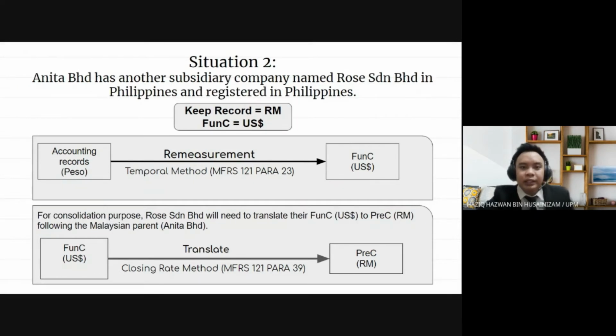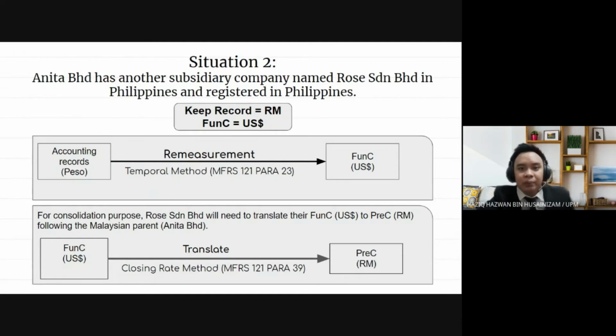The next situation is the continuity from situation 1. Here, Anita Berhad has another subsidiary company named Rose Sedian Berhad in Philippines, and the company is registered in Philippines. Anita's functional currency is US dollar, while Rose's functional currency is peso. Therefore, if Rose Berhad keeps records in peso, the company needs to remeasure it by using the temporal method stated in para 23 to translate the financial statement in peso to USD because USD is their functional currency. By doing that, it will result in financial statement in USD.